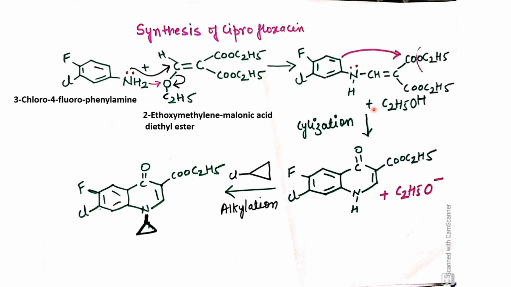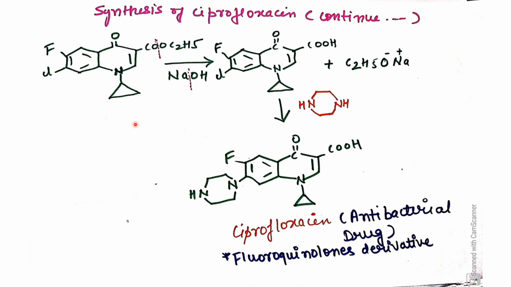In next step, the cyclization process will take place. Here you can see the structure. After cyclization, the alkylation process will take place. This is the continuation of previous reaction. Here you can see the structure react with base and after that it reacts with piperazine to form ciprofloxacin. You can see the reaction. Ciprofloxacin is an antibacterial drug and it is a fluoroquinolone derivative.